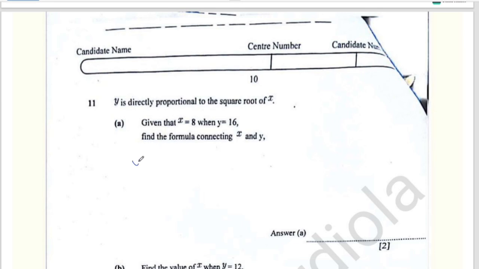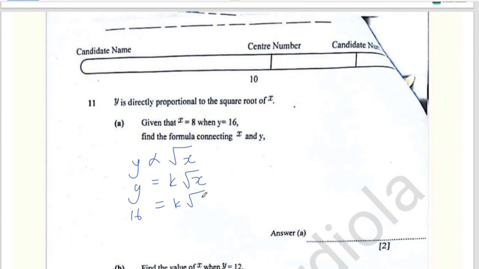Let's move on to question 11. It is given that y is directly proportional to the square root of x. Given that x equals 8 when y equals 16, find the formula connecting x and y. So y is directly proportional to root of x. If we remove the proportionality sign, we replace it with a k and put an equal sign. So y equals k root of x. Then we can use the given data to calculate the value of k.